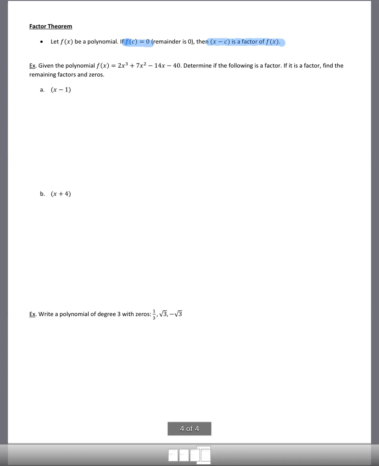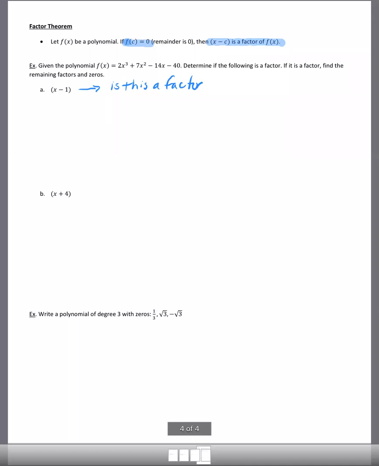First one here says, given the polynomial 2x to the third plus 7x squared minus 14x minus 40, determine if the following is a factor. If it is a factor, then find the remaining factors and zeros. So remember, the factor theorem and the remainder theorem kind of go together. Our question will be, x minus 1, is this a factor?